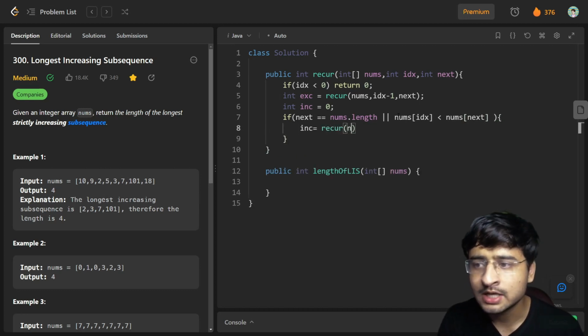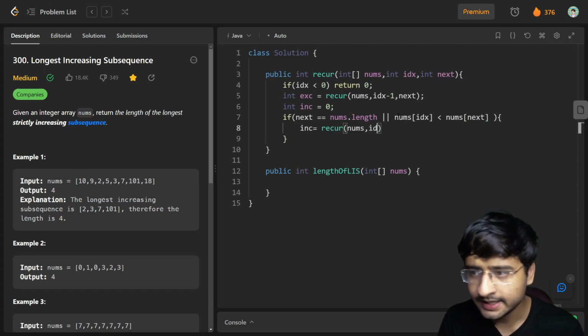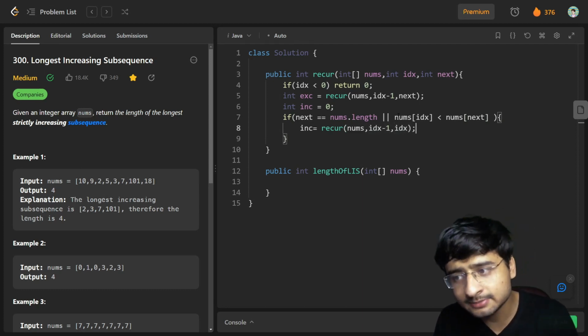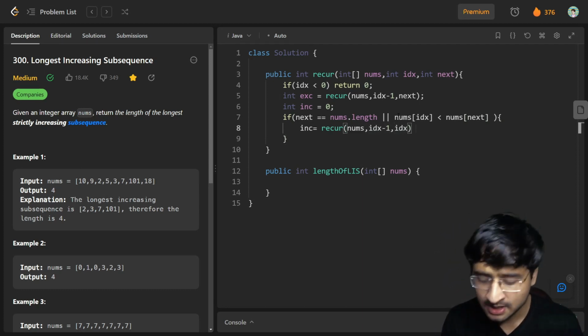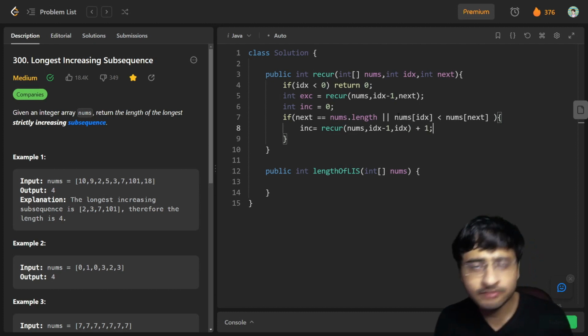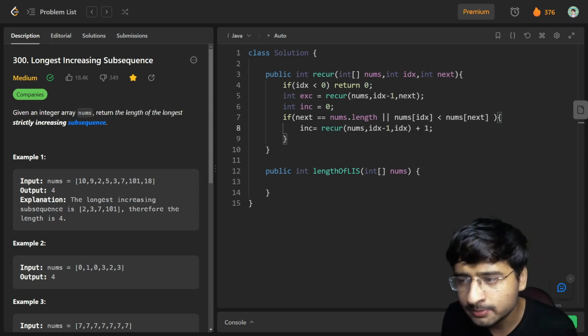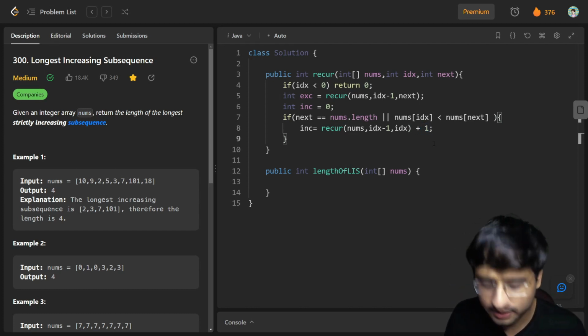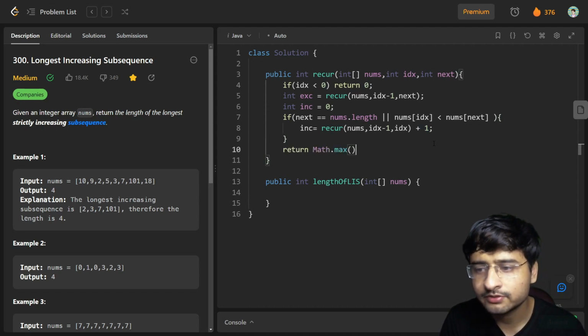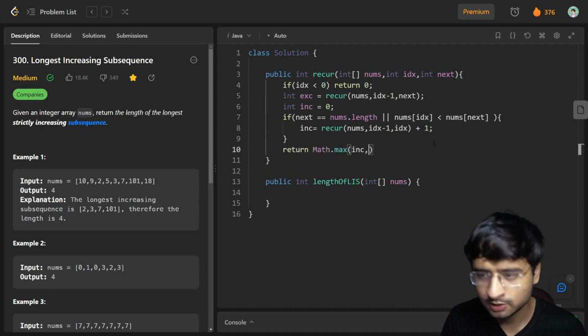Include is equal to recur for nums, idx minus 1, and this index, because I'm getting included, I will become the next person. I will do a plus 1, because the people before me are able to make an answer, I'll add 1 to it because I am now standing in front of all of them. I'll return math.max of include, exclude. I hope this is clear to everybody.